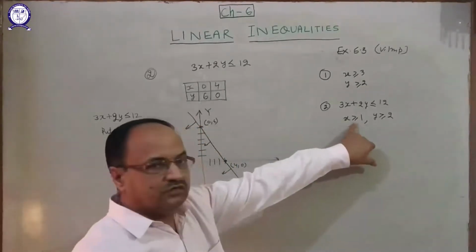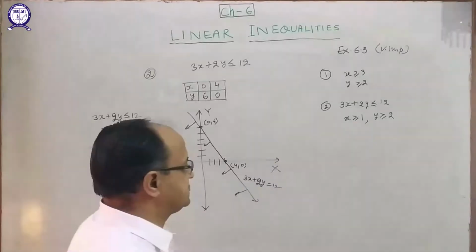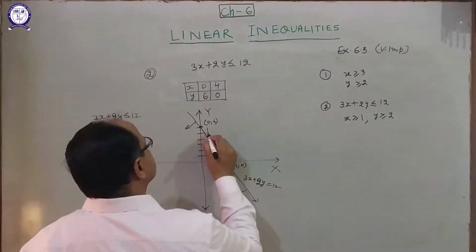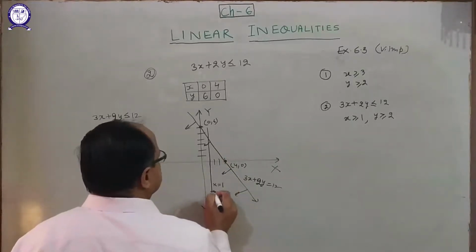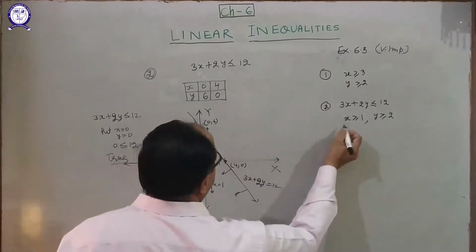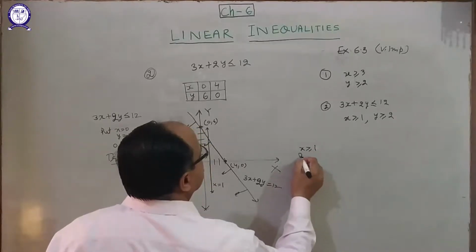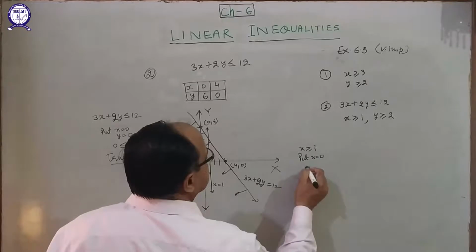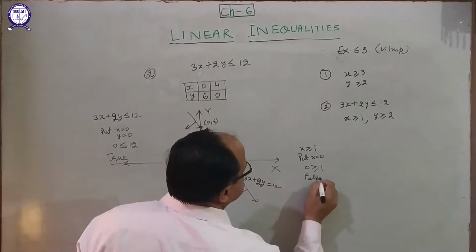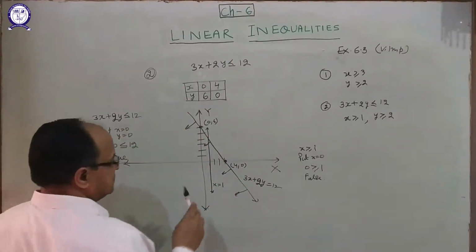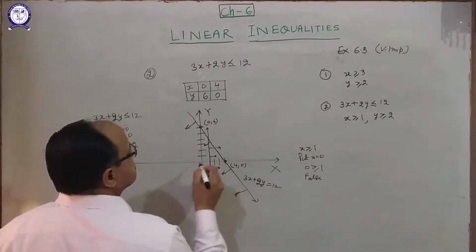And next, x is equal to 1. It means the line parallel to the y-axis. This is x is equal to 1. And when you put 0, then x is equal to 0, so 0 greater than or equal to 1. Is it true or false? It is false. Therefore, the shaded portion is away from the origin, it means this portion.